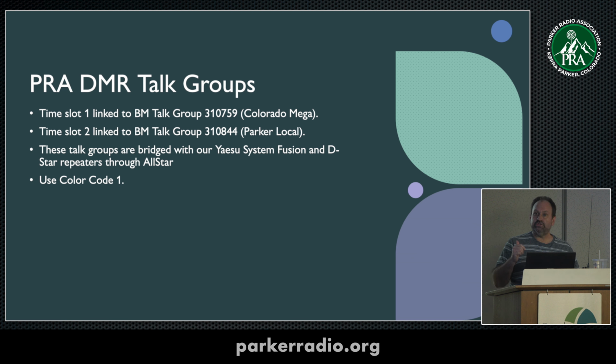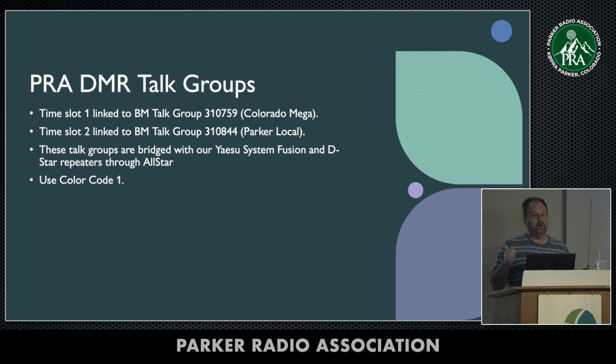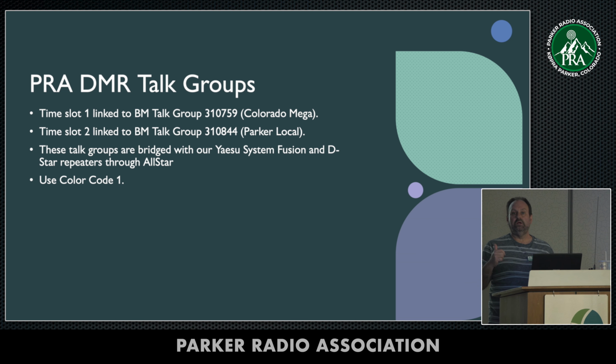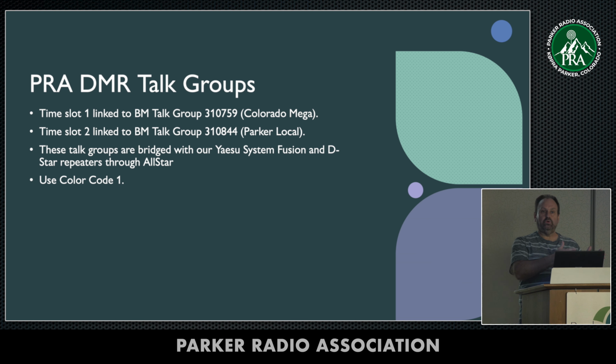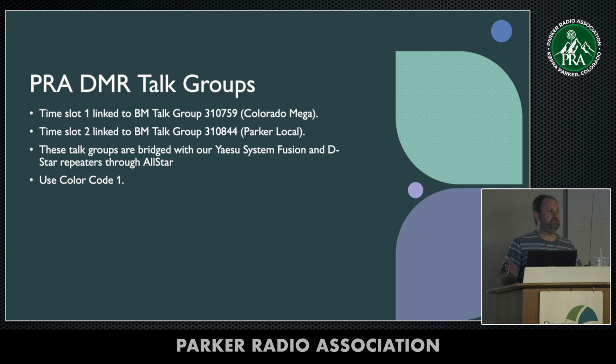As Paul had mentioned, the dynamic groups are usually on time slot 1. The static groups are usually on time slot 2. So on our PRA DMR repeaters, our Parker local talk group is on time slot 2, and that's just linked with our own repeaters. But on time slot 1, we can link to our Colorado mega room, or you can connect to any of the Bradmeister talk groups that you might want to listen to.